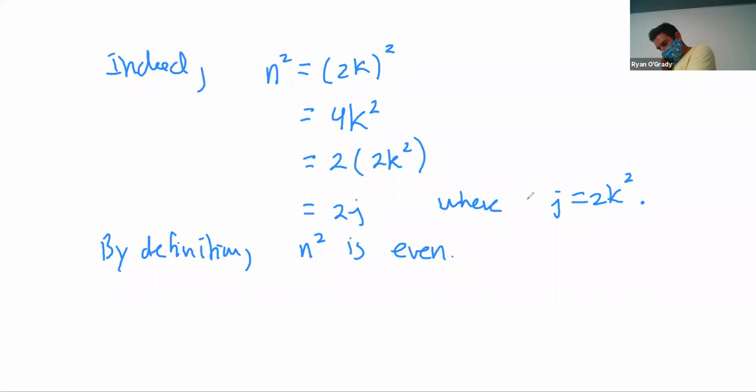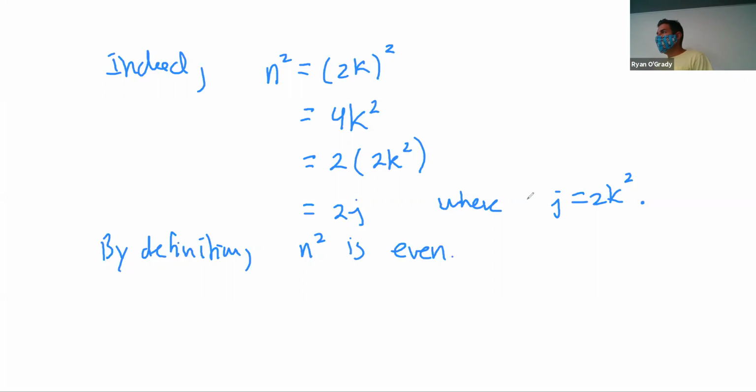You having fun yet? Does anybody have any questions about this? Comments? Now, of course, you might think this is overkill. Some of you might say this is an obvious statement. Why are you doing this? But what I'd like to do is show you all the lines of reasoning. It might seem silly to rewrite 4k squared as 2 times 2k squared, but that's the point. The point is we need to show that n squared is 2 times some integer. And so that's what I did.